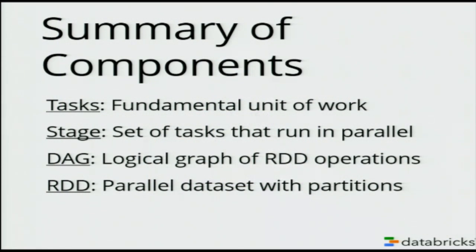So just to summarize some of the things we talked about, a task is the fundamental unit of work. A stage is just a set of tasks that run in parallel and have no dependencies on each other. The DAG, this is going bottom to top, which is the opposite of how we went the first way. The DAG is the logical graph of operations that occur as a result of you mutating these RDDs. And the RDD is the basic abstraction in Spark where you have a parallel data set on top of which you can do operations.